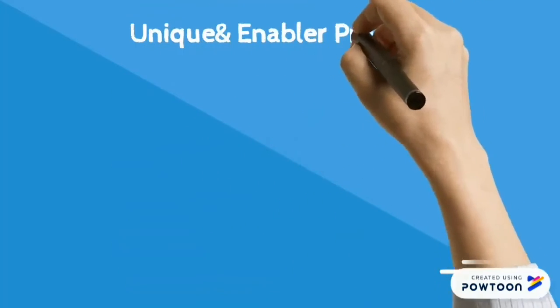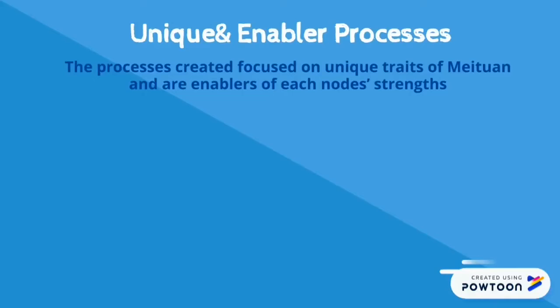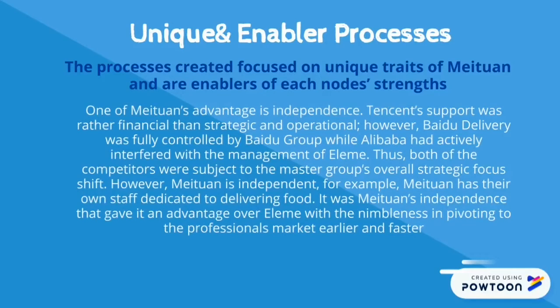The processes create focus on unique traits of Meituan and are enablers of each node's strengths. One of Meituan's advantages is independence. Tencent Sports was rather financial than strategic and operational. However, Baidu Delivery was fully controlled by Baidu Group, while Alibaba has actively interfered with the management of Ele.me. Both of the competitors were subject to the master group's overall strategic focus shift. However, Meituan is independent. For example, Meituan has their own staff dedicated to delivering food. It was Meituan's independence that gave it an advantage over Ele.me, with the nimbleness in pivoting to the professional markets earlier and faster.